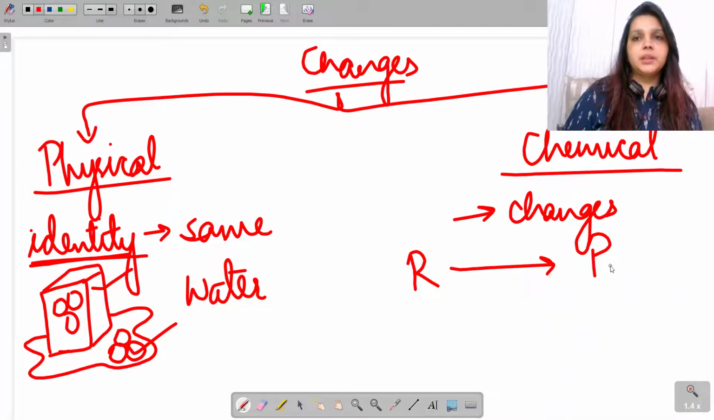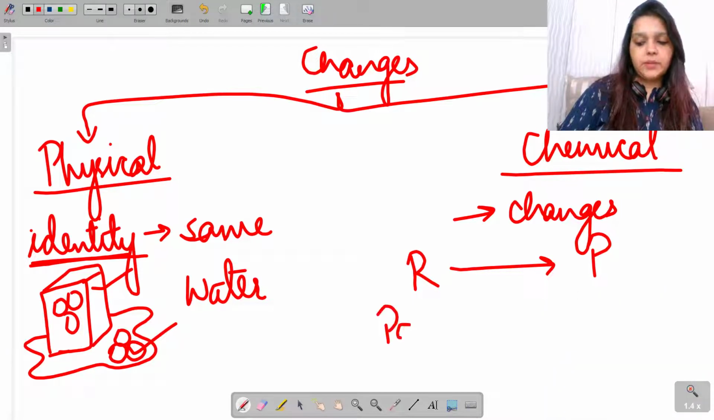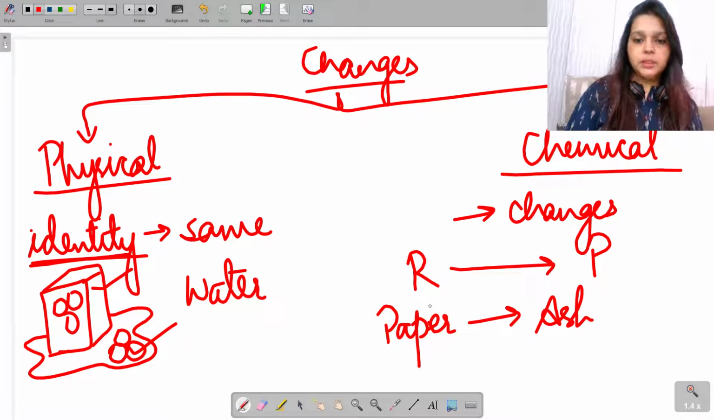For example, whenever paper is burnt, the paper converts into ash, the reactant here and the product formed, right? When paper gets converted to ash, if I look at the molecular level, what is happening? Though it is a physical change also, right? The form of paper has converted into ash, but looking at the molecular form, if I try to learn about the particles' identity, definitely the particles of paper have changed, right?